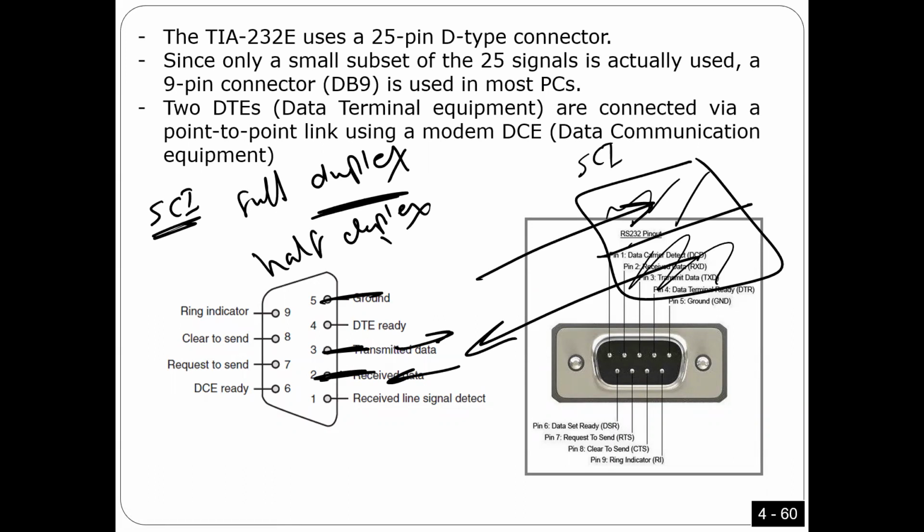You can transmit and receive at the same time, but there should be some communication protocol to do that. In this communication protocol, for example, you need to do something like request to send, clear to send, okay? Before I send, I have to take a permission from you.